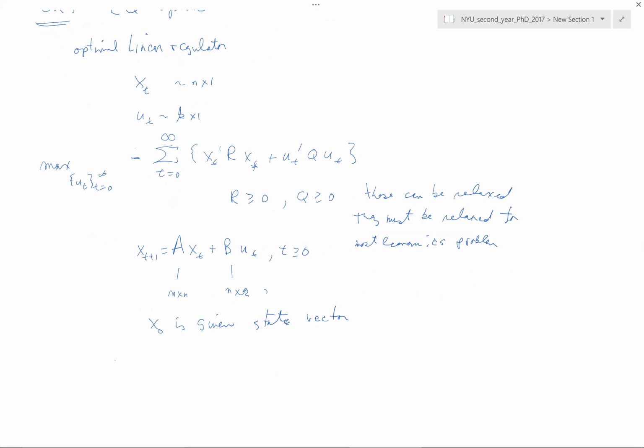Okay, so our problem is formed by a four-tuple, a set of appropriately conformable matrices that define an optimal linear regulator problem. And we're not discounting. We'll discount in a little bit.